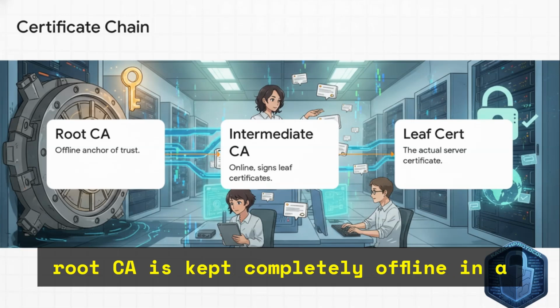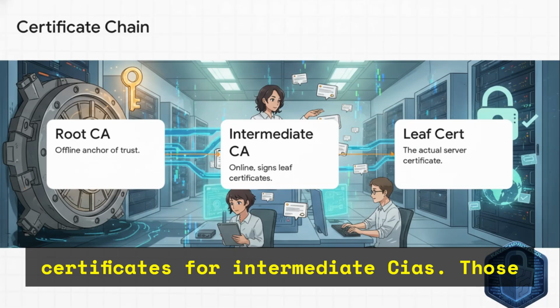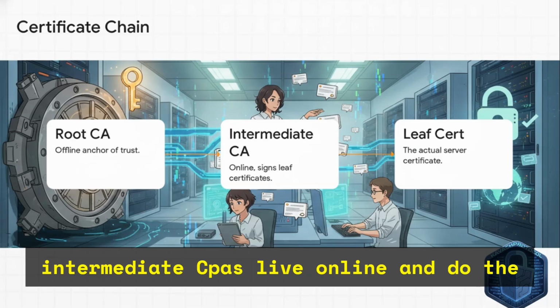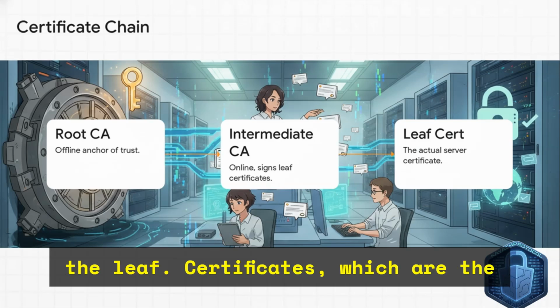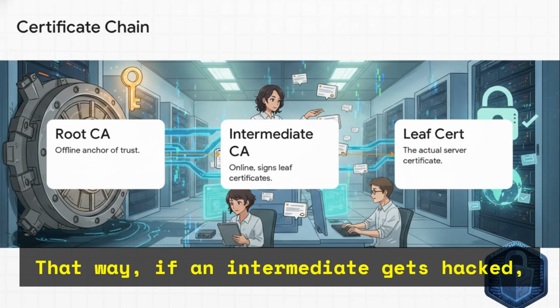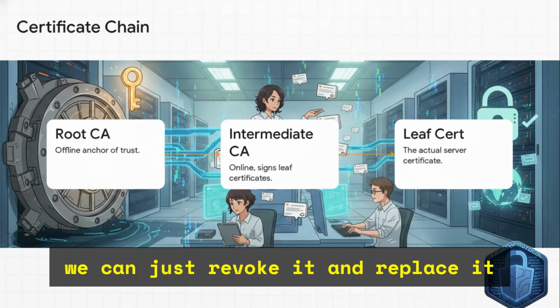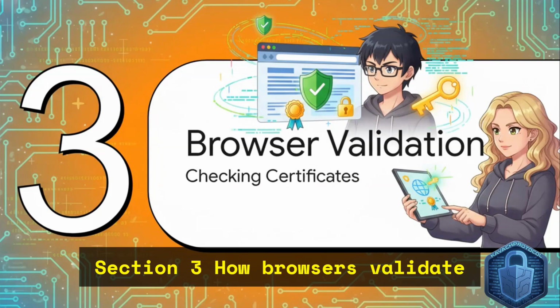So to prevent that, the Root CA is kept completely offline in a highly secure vault. It only ever signs certificates for intermediate CAs. Those intermediate CAs live online and do the high-volume daily grunt work of signing the leaf certificates, which are the actual certs on the websites you visit. That way, if an intermediate gets hacked, we can just revoke it and replace it while the root stays perfectly safe.